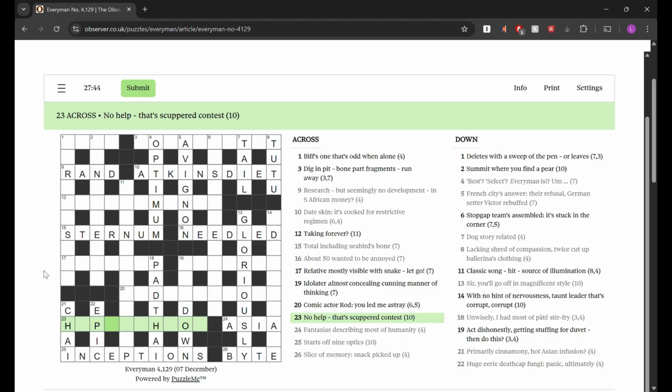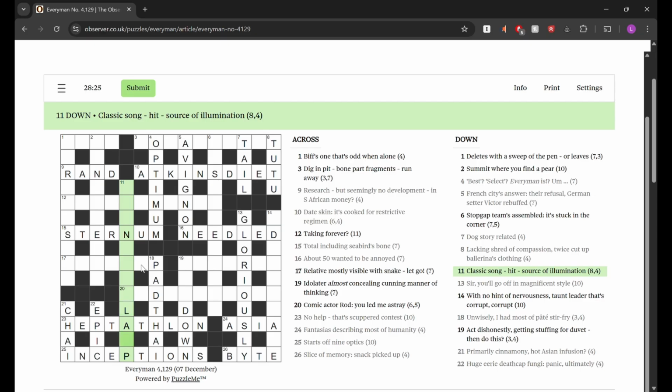Got a lot of letters for this one, so hopefully. No help. That's scuppered contest. We anagramming no help and that. That would be 10 letters. We're scuppering it, I guess. Heptathlon. Heptathlon, which is a type of contest. Cool.